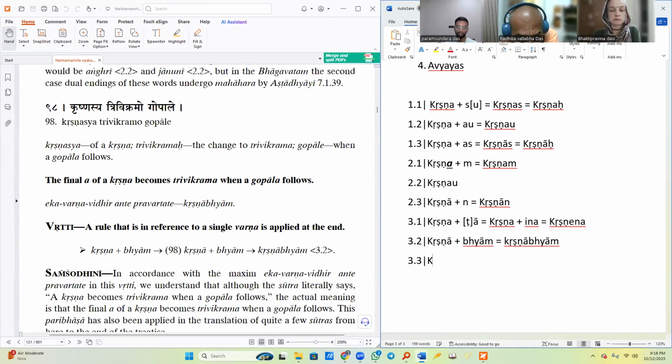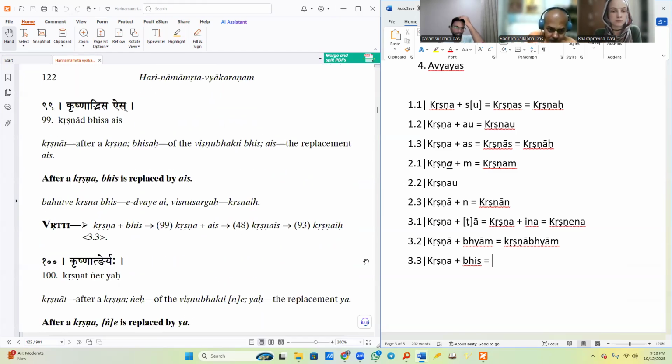Then Bhis. The next sutra says Krishna Bhisa Ais. After Krishna Shabda, Bhis is replaced by Ais. So we apply Edvai Ai Sutra, Sandhi, and we get Krishnais, and Krishnai.